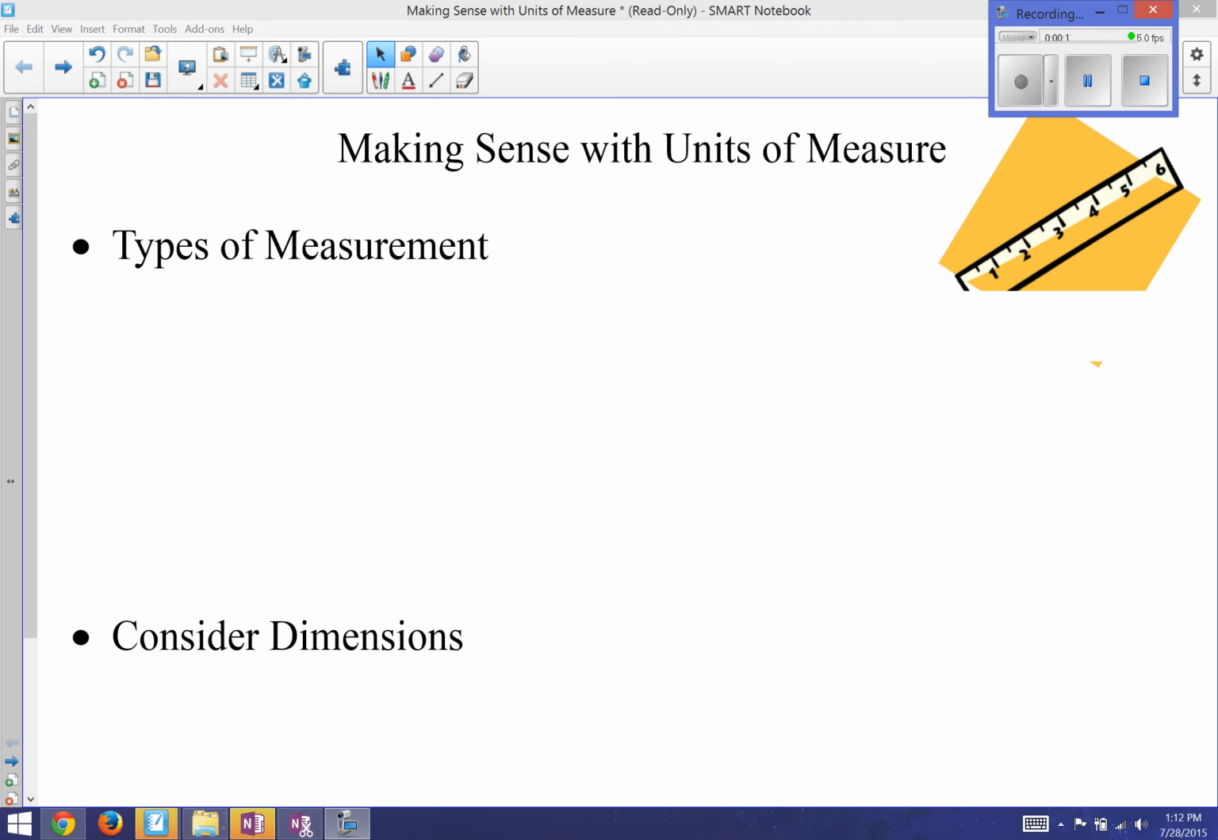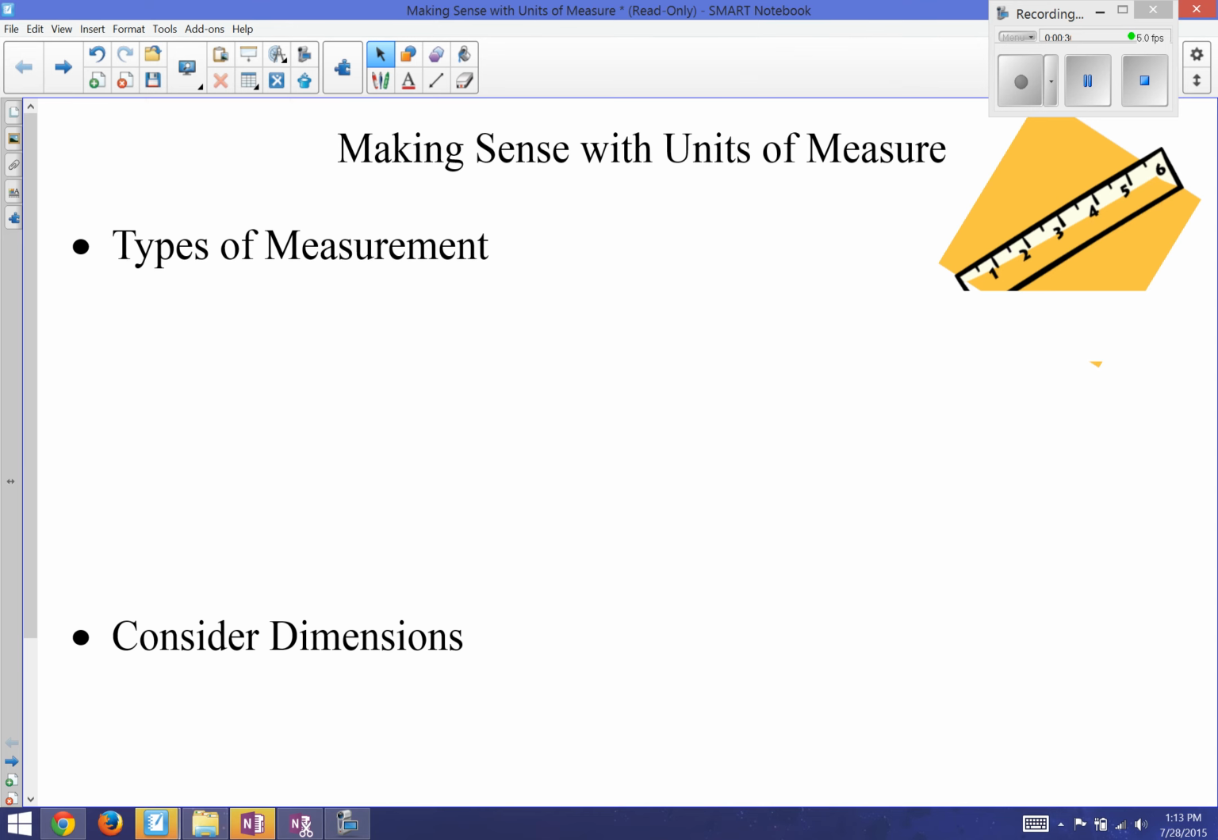I want you to pause the video and take maybe 30 seconds and time yourself and list the types of measurements that come to mind. So pause your video now, 30 seconds, list some types of measurements that you can think of. Okay, let's see how you did.